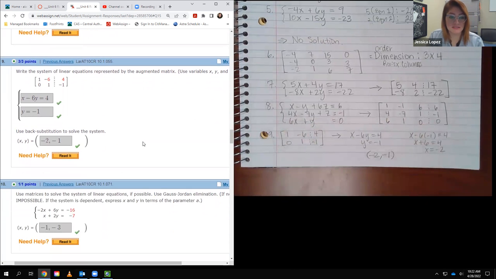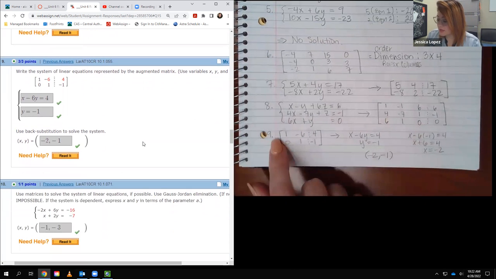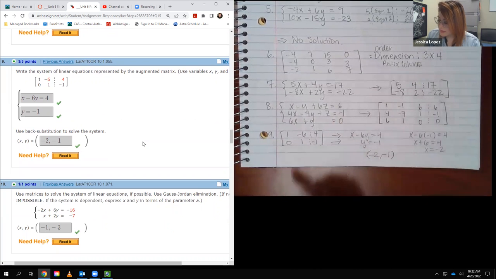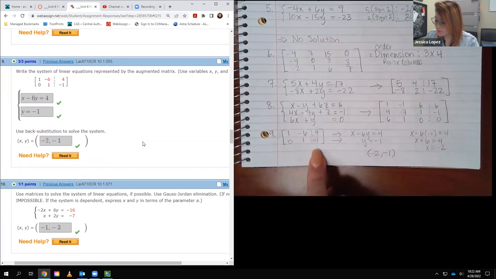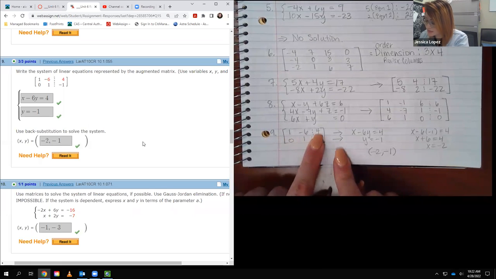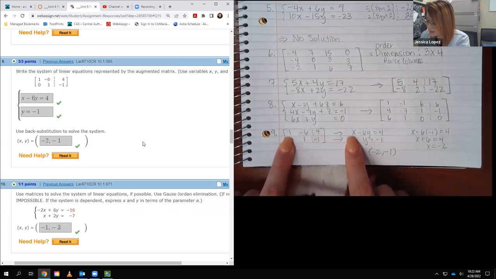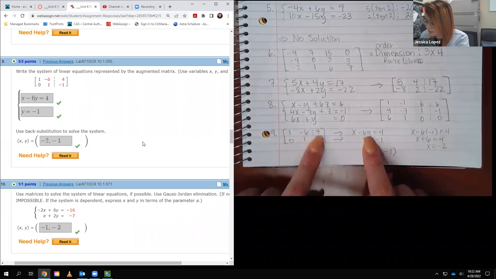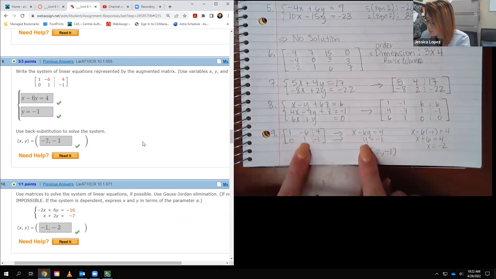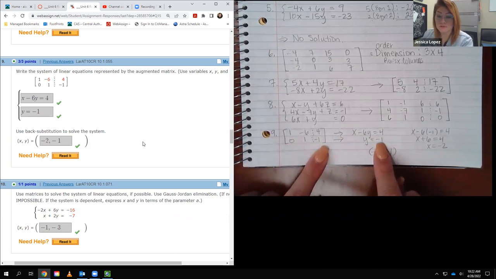Now number 9 is asking us to go in the reverse order. They give us this matrix, and we have to put it in variables. So remember, these represent the x's, the y's, and then the constants. So it's 1x minus 6y equal to 4. Here there are no x's, but a positive 1y equal to negative 1.